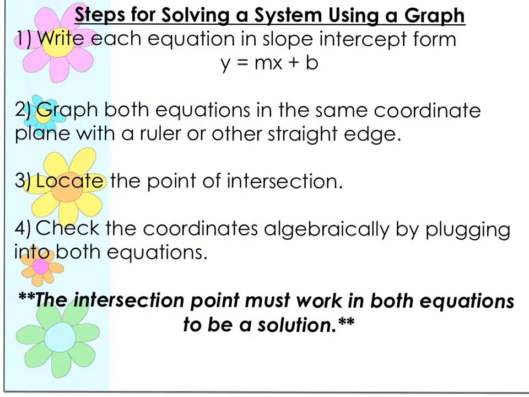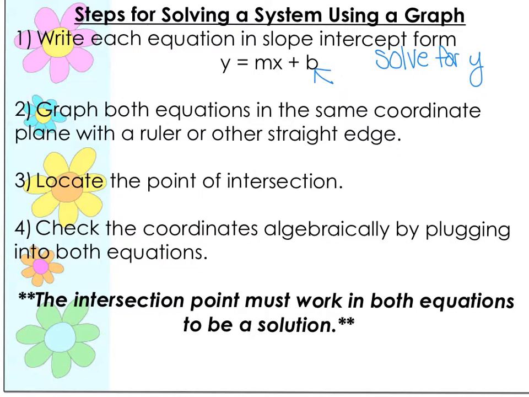Okay? So here are our steps on how we graph. First thing is we always want to make sure the equation is in slope-intercept form. Remember that's y equals mx plus b. Remember, slope-intercept form, really what that means, if you have to change it, is you're solving for y. So if it's not in that form, you just need to solve for y.